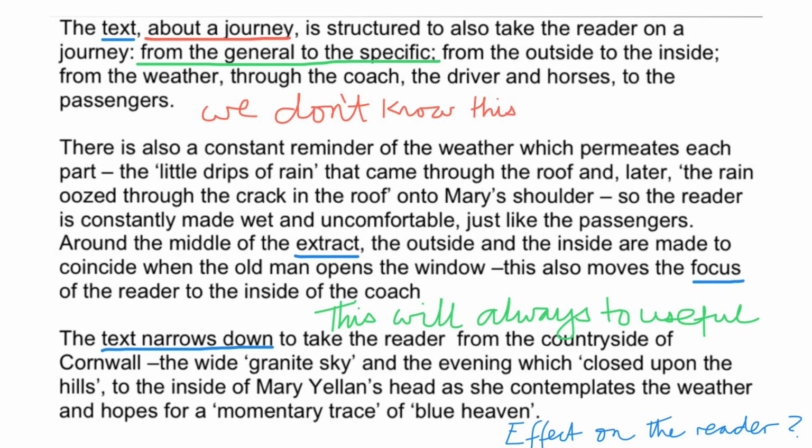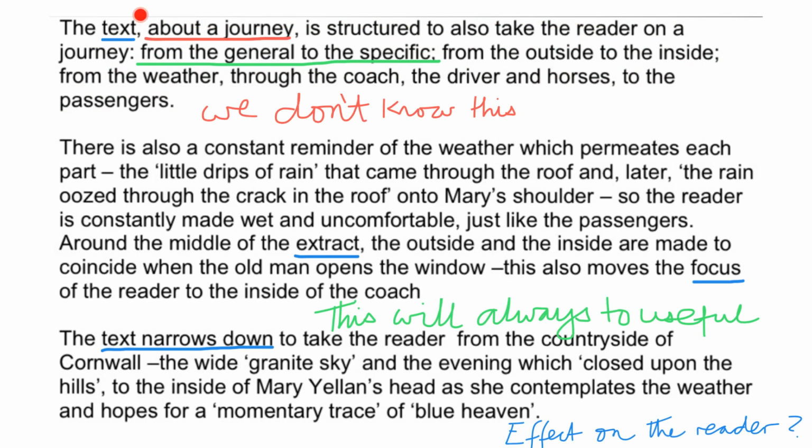Right, the good news is that the examiner's approach is, on the face of it, similar to mine. There are 1, 2, 3 paragraphs, 1 for each bullet point. Okay, well, let's see how they've done. The text about a journey is structured also to take the reader on a journey, from the general to the specific, from the outside to the inside, from the weather through the coach, the driver and the horses, to the passengers. Right, in question 2, I remembered to do this kind of 1-sentence summary about the overall effect.